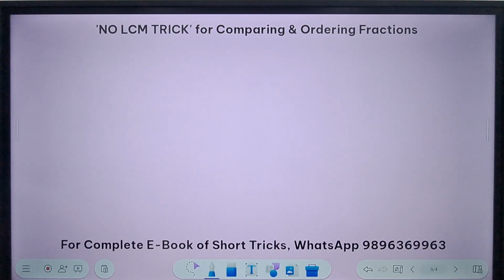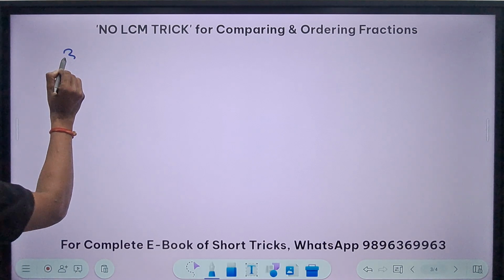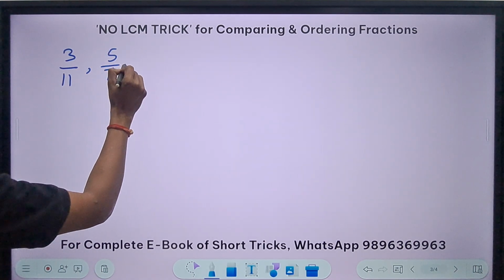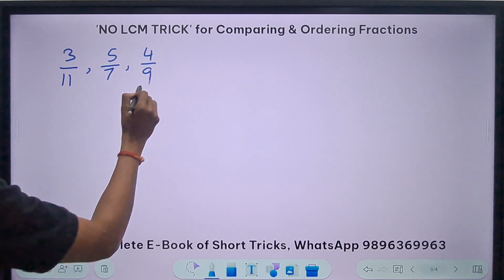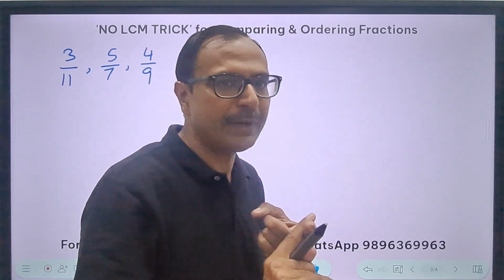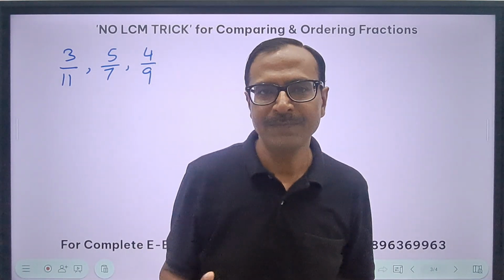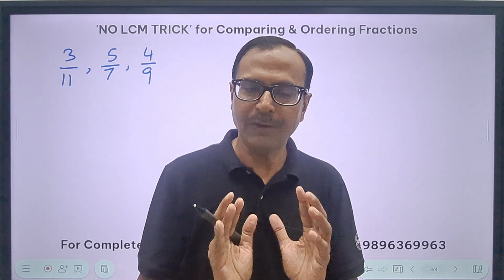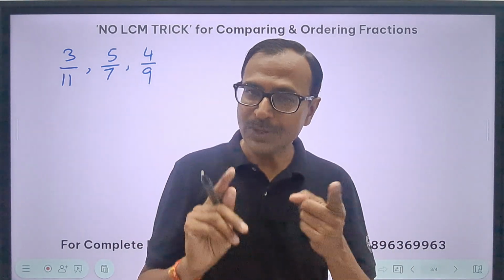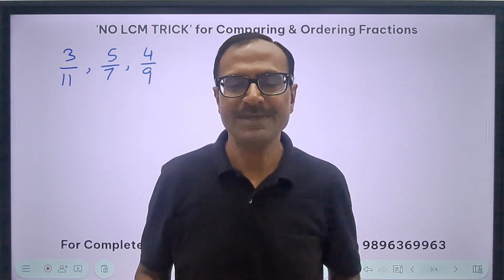If you have 3 fractions, like 3 upon 11, 5 upon 7 and 4 upon 9, and I want to find which one is the greatest, I'll keep on comparing 2 at a time and keep on eliminating the smaller one, okay? You know how to find out of 2 fractions which one is greater and which one is smaller, right? So I'm going to use that 3 times here.